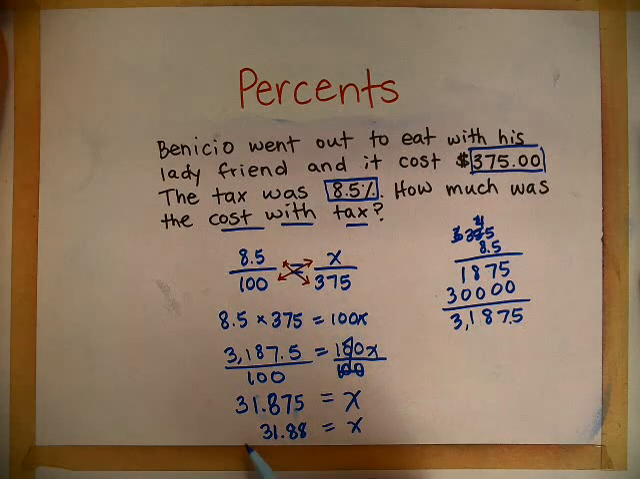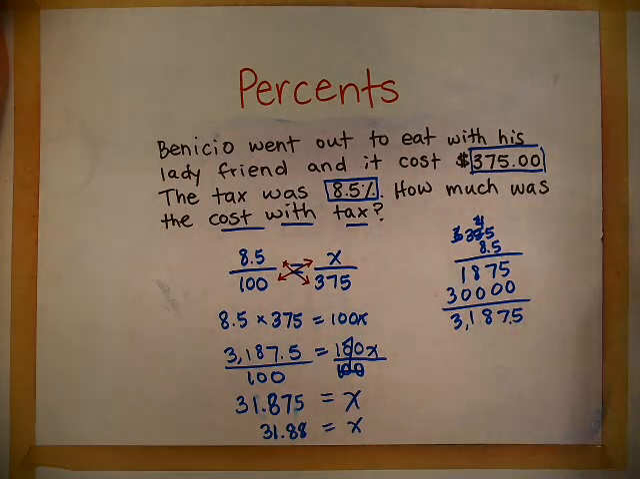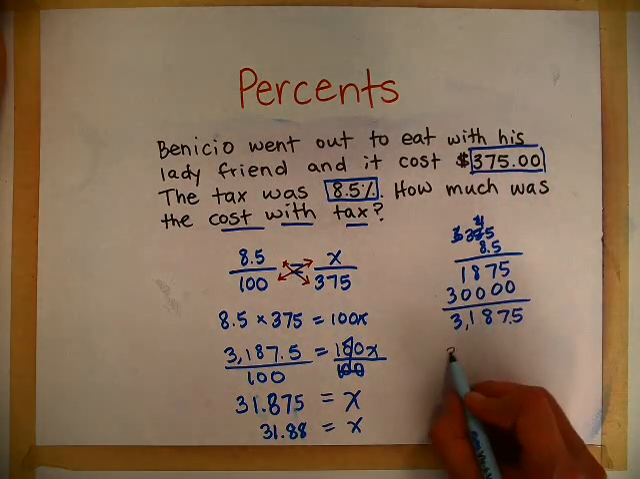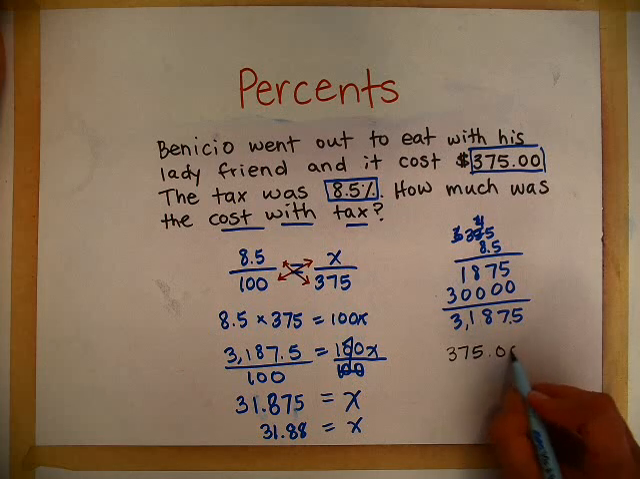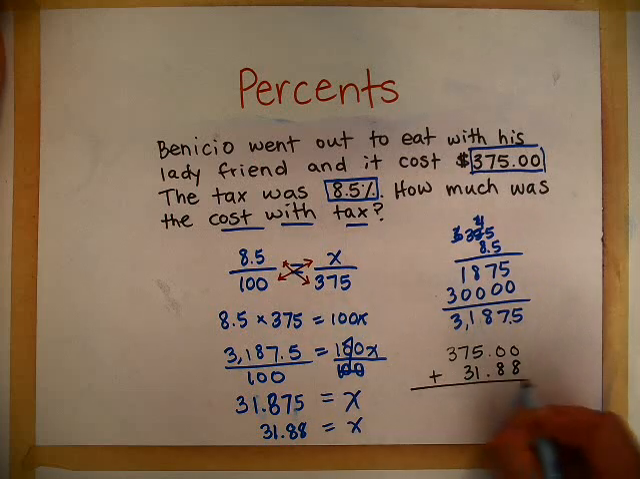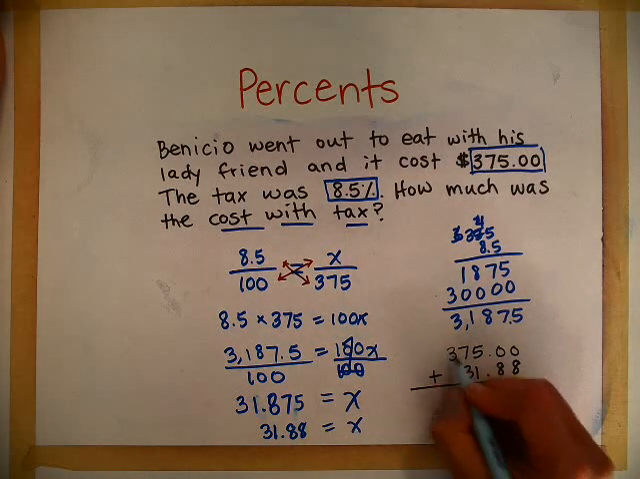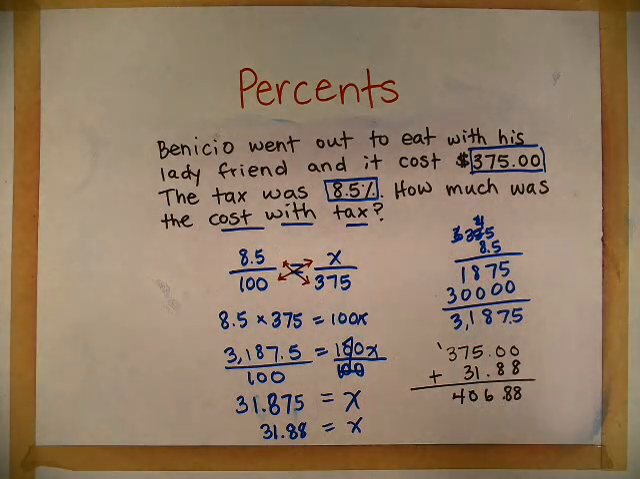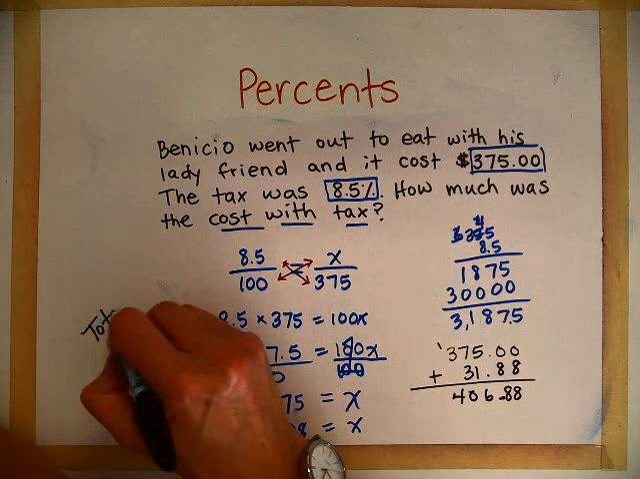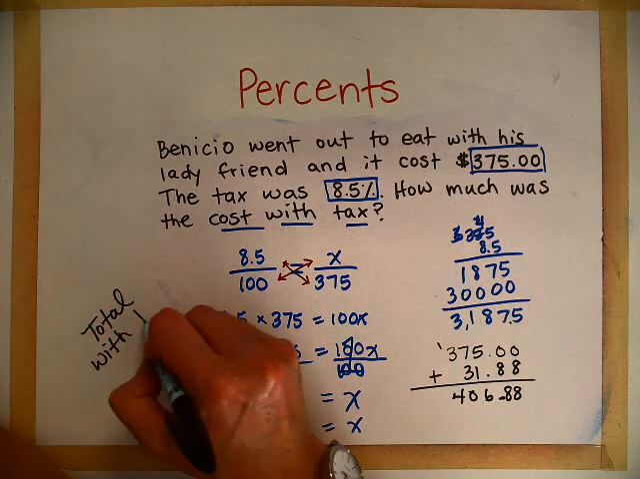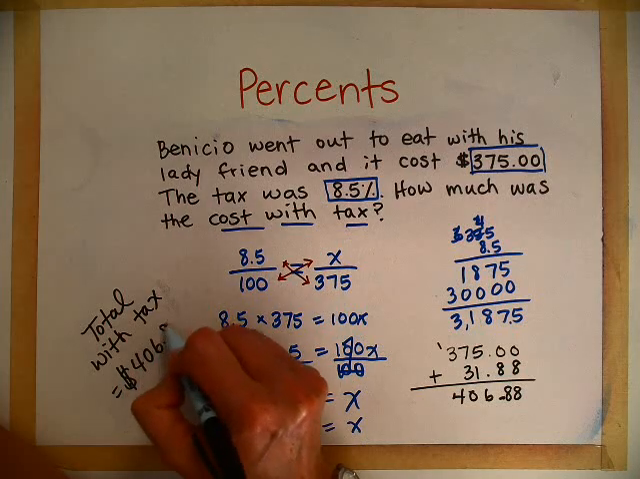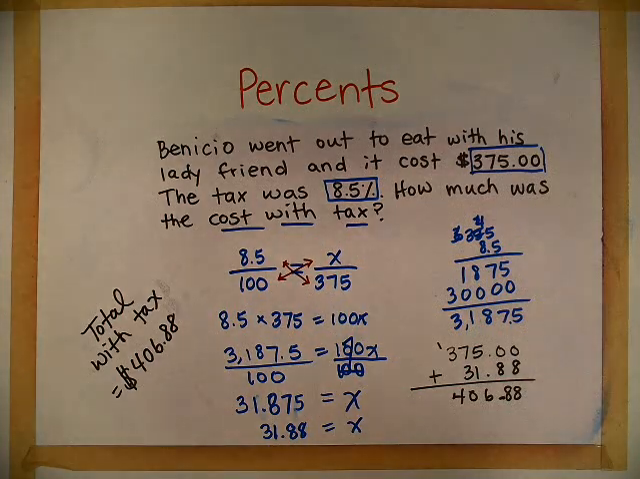This is the dollar amount of the tax, so now I have to take the dollar amount of the meal and add the tax to find out the total cost. So 375 plus 31.88, line up your decimals, 8, 8, 6, 10. So $406.88. Total with tax equals $406.88. Woohoo!